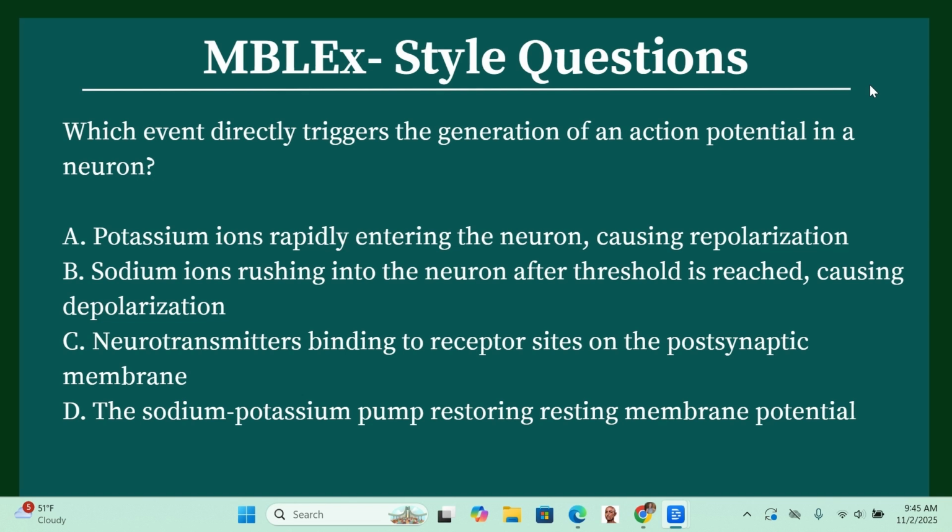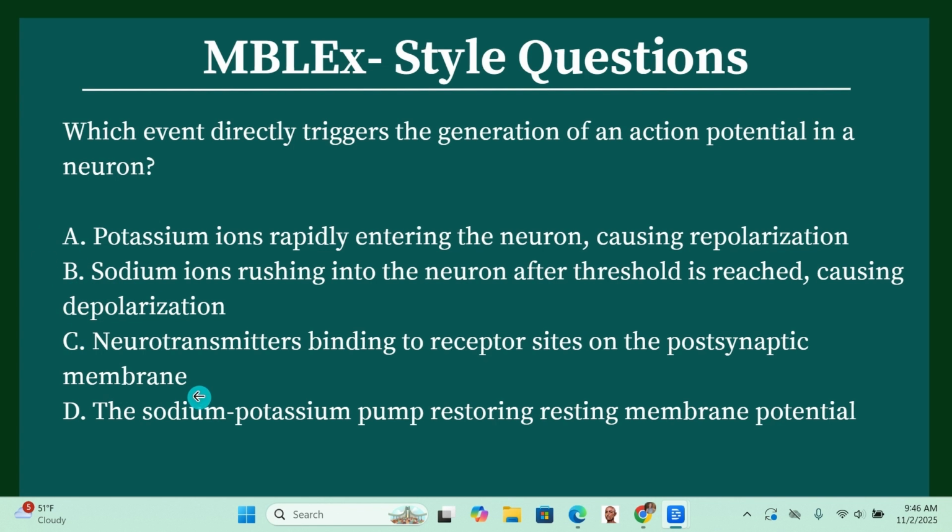First question: which event directly triggers the generation of an action potential in a neuron? What happens to start the action potential? Okay, so let's look at our choices here. A, potassium ions rapidly entering the neuron, causing repolarization. From what I remember, potassium ions naturally live inside of the neuron, in the axon, and when they diffuse out, it's called repolarization. So that's not true. B, sodium ions rushing into the neuron after a threshold is reached, causing depolarization.